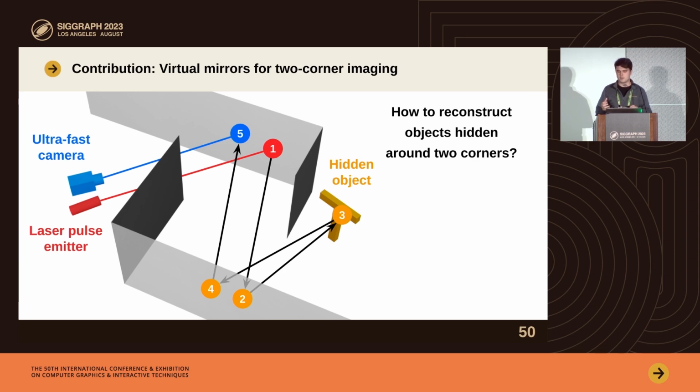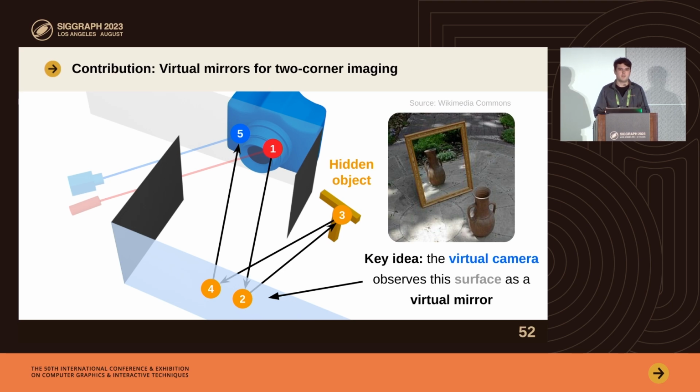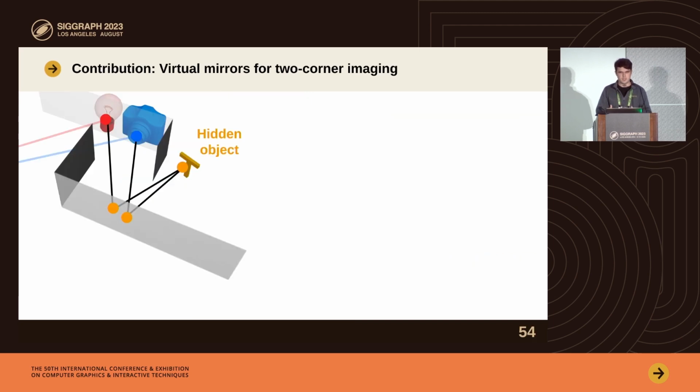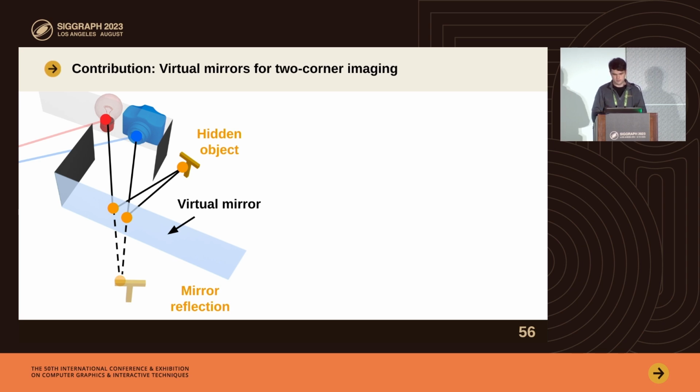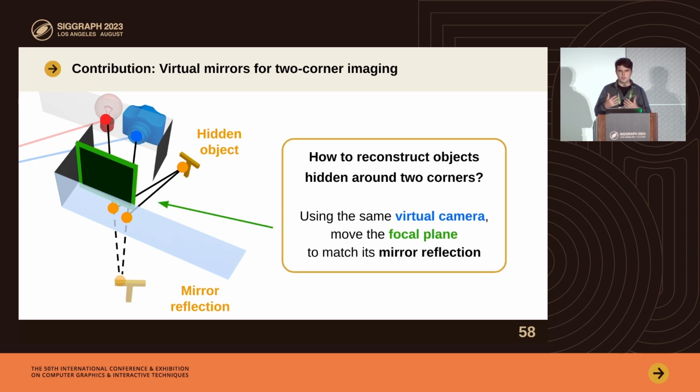So, going back to our question, how can we use this observation to reconstruct objects? We see that the virtual camera is going to observe this surface as a virtual mirror. And just like with real mirrors, we can see objects reflected in the mirror, even if the objects themselves are hidden. So we use this observation to look around 2 corners. Zooming back, we see our setup right here with an object hidden around two corners, and we observe that the virtual mirror in this case is going to create a mirror reflection of the hidden object on the other side of the mirror, just like with real mirrors. So to answer our question, in order to look around two corners, what we do is we place the focal plane of the camera and image the reflection in the mirror.